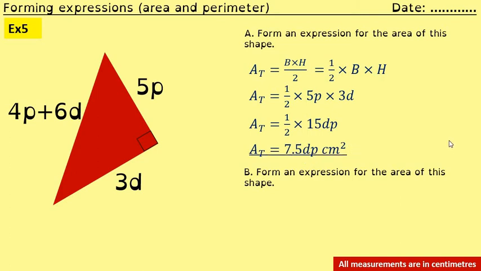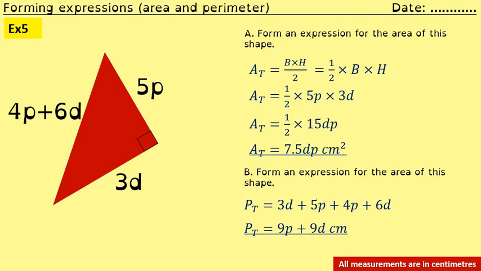For the perimeter, same as before, you're just going to add up all of your side lengths. So we're going to have 3d plus 5p plus 4p plus 6d, and collecting your like terms here, we end up with 9p plus 9d centimetres for our perimeter.